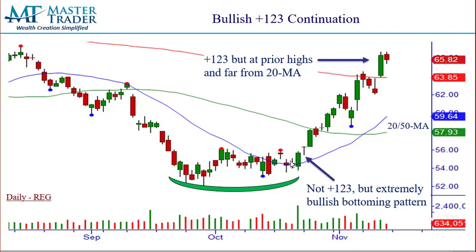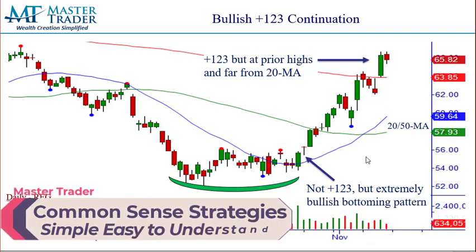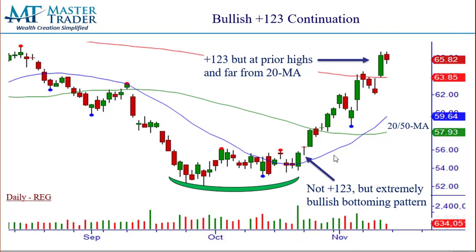Here's another multi-week bottoming pattern. 20 MA curling up, bullish bar here. Now this is technically not a 1, 2, 3. Why? Because it's not an inside bar in the upper third. And really, I'd like a wider range bar, but it doesn't matter what you call it. Even though that's not a 1, 2, 3, once you understand master trader strategies, concepts, how to objectively read price action, Greg's course does that, swing trading strategies. This is 100% bullish right here.